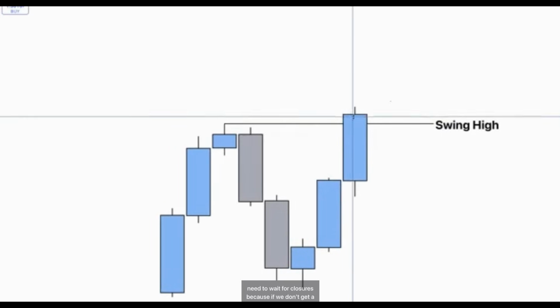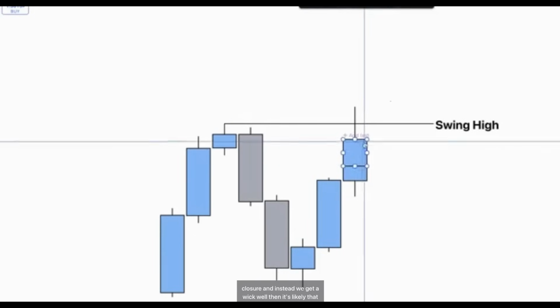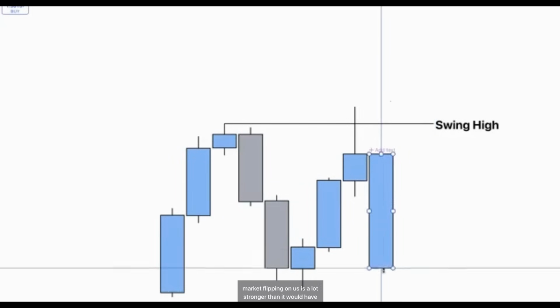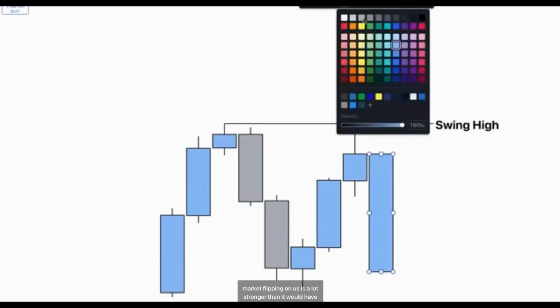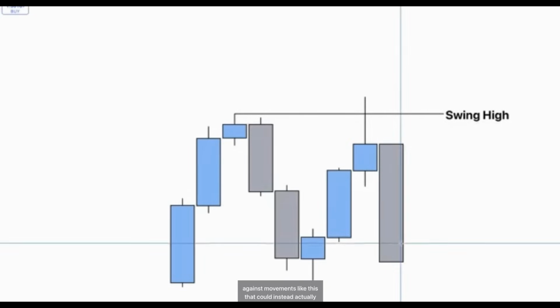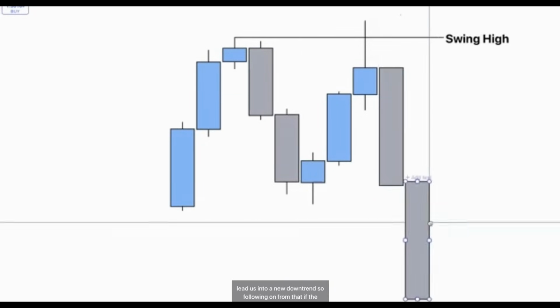So that's why we need to wait for closures. Because if we don't get a closure and instead we get a wick, well then it's likely that the market will flip on us, or at least the probability of the market flipping on us is a lot stronger than it would have previously been, which means you can get caught up buying against movements like this that could instead actually lead us into a new downtrend.